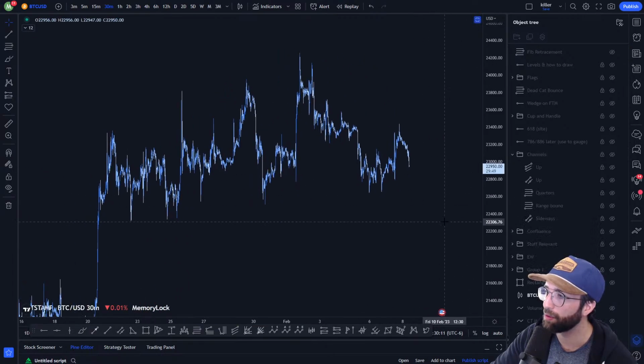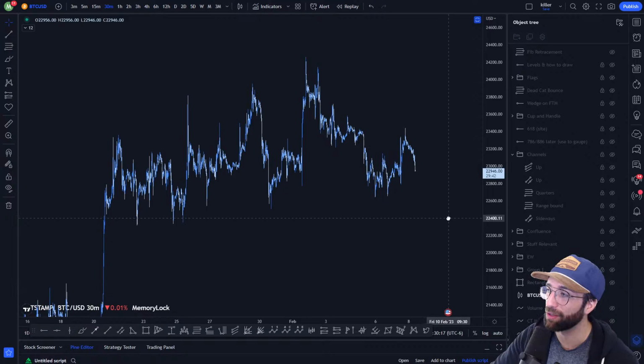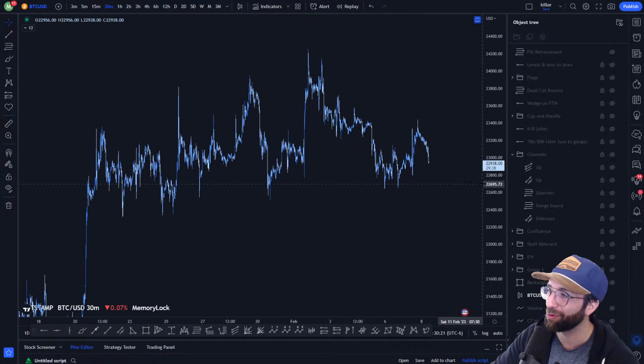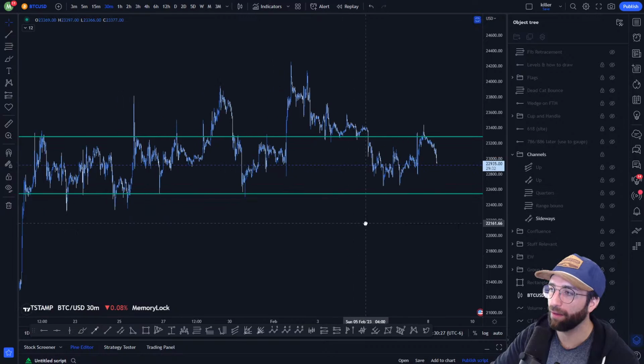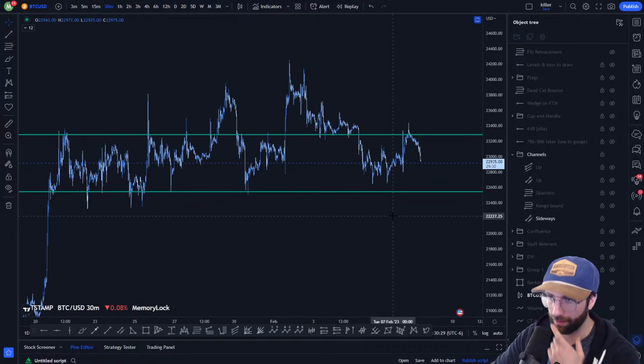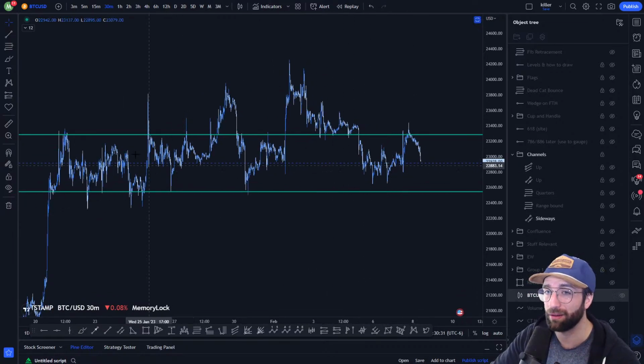So we've talked a lot about channel trading. I think you guys are really going to like this. This is a really cool setup with Fibonacci here. So we have this sideways channel that we've been trading for quite a while. It's been really good.